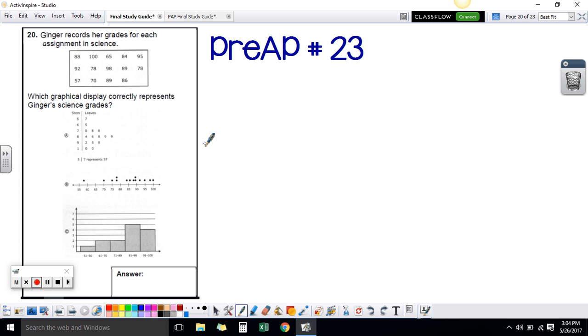Okay, for my on-level classes, this is our number 20. For my pre-AP, this is our number 23. And on this one, it says Ginger records her grades for each assignment in science. Okay, and these are all her scores. And it says, which graphical display correctly represents Ginger's science grades? Okay, so what I'm going to do is I'm going to take her grades right here, and I'm going to put them in order from least to greatest just so I can organize my information.